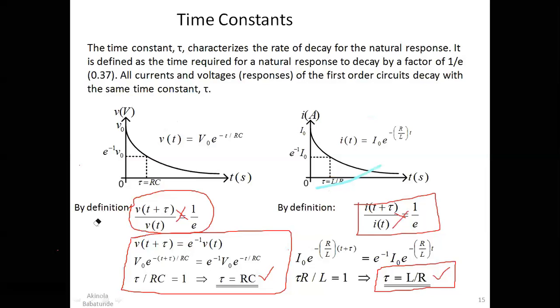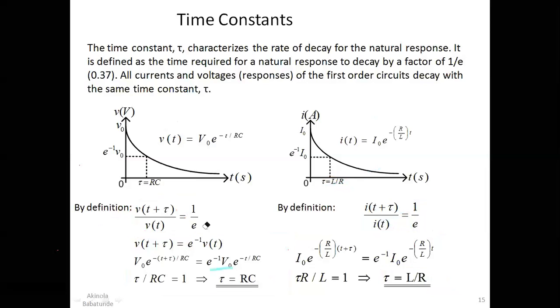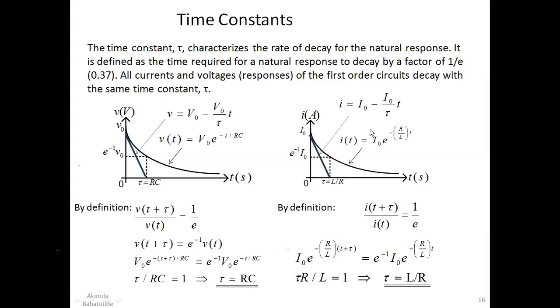What if we have a situation where we don't have any exponential here, we just have a straight line instead of a curve? This is what you're going to have, okay? If you're not dealing with the exponential part of this circuit, you're just going to have a straight line. So your V will be equal to V naught minus V naught over tau multiplied by t, and your I will be equal to I naught minus I naught over tau multiplied by t.